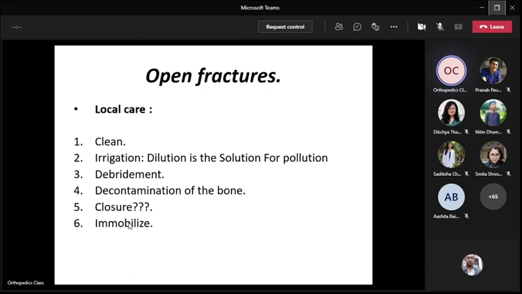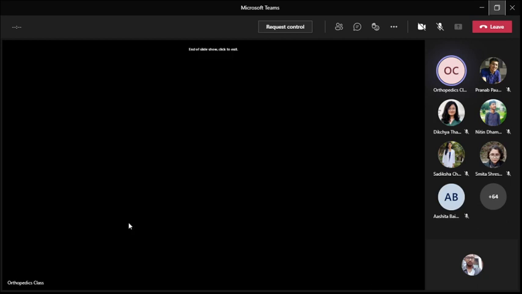Dilution is the solution for pollution. Then comes the debridement. It's a method by which we remove all the dead necrotic tissues. Decontamination of the bone, if there are foreign particles, dirt and all those things. And if the wound is clean enough, you can go for closure. If not, if you suspect this may have infection, you wait. Leave the wound open, just put a splint and immobilize it.